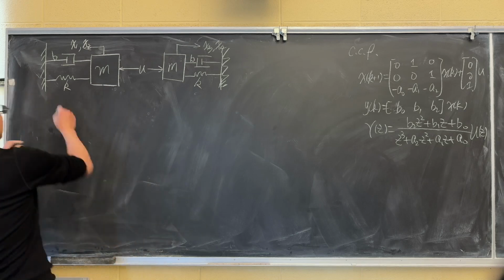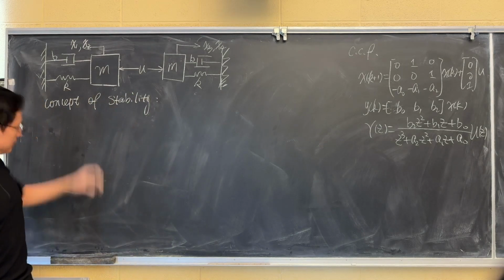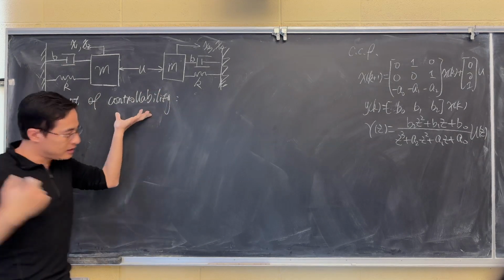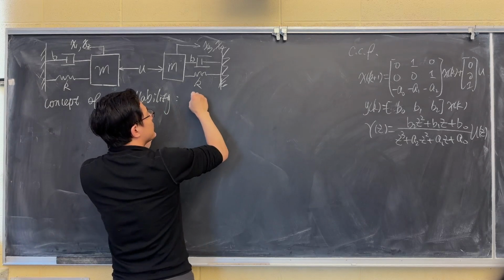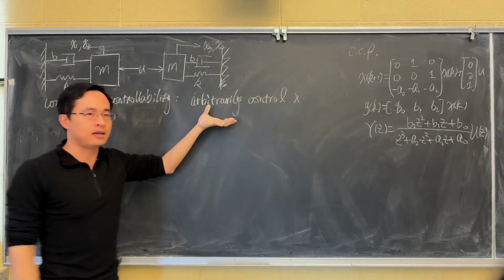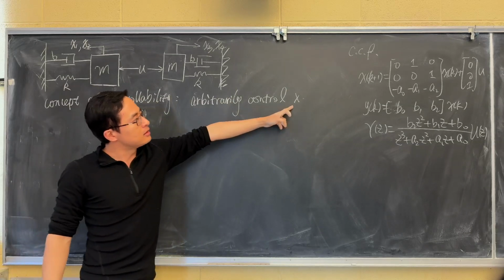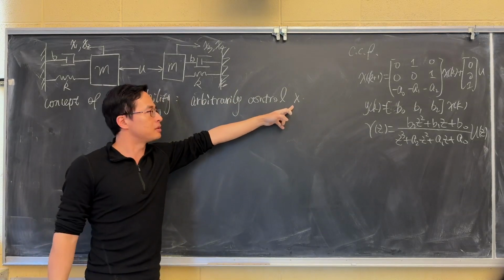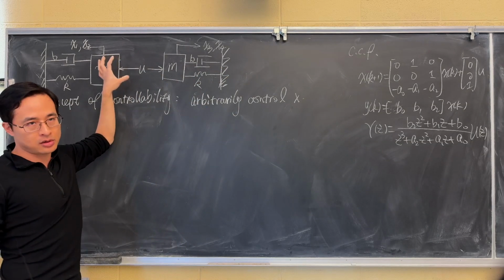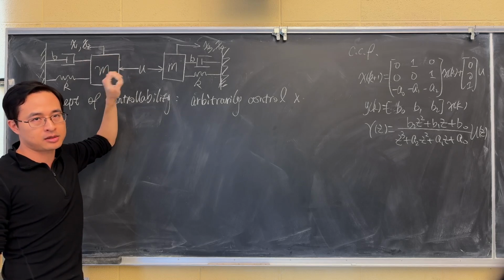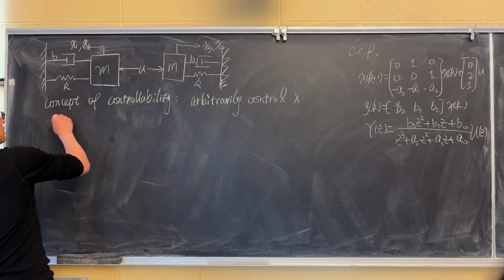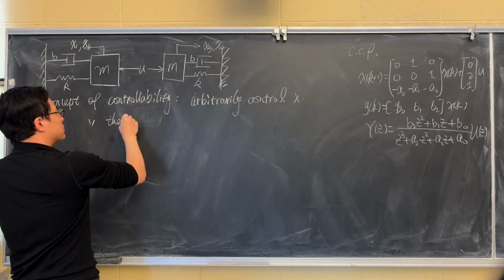The central concept of controllability is saying whether you can arbitrarily control the state, and this state is all the state variables. For this system, if it has four state variables, then that means I will be able to control position and velocity of these two masses arbitrarily as I want. That's controllability. And then there's also this concept of the degrees of controllability.